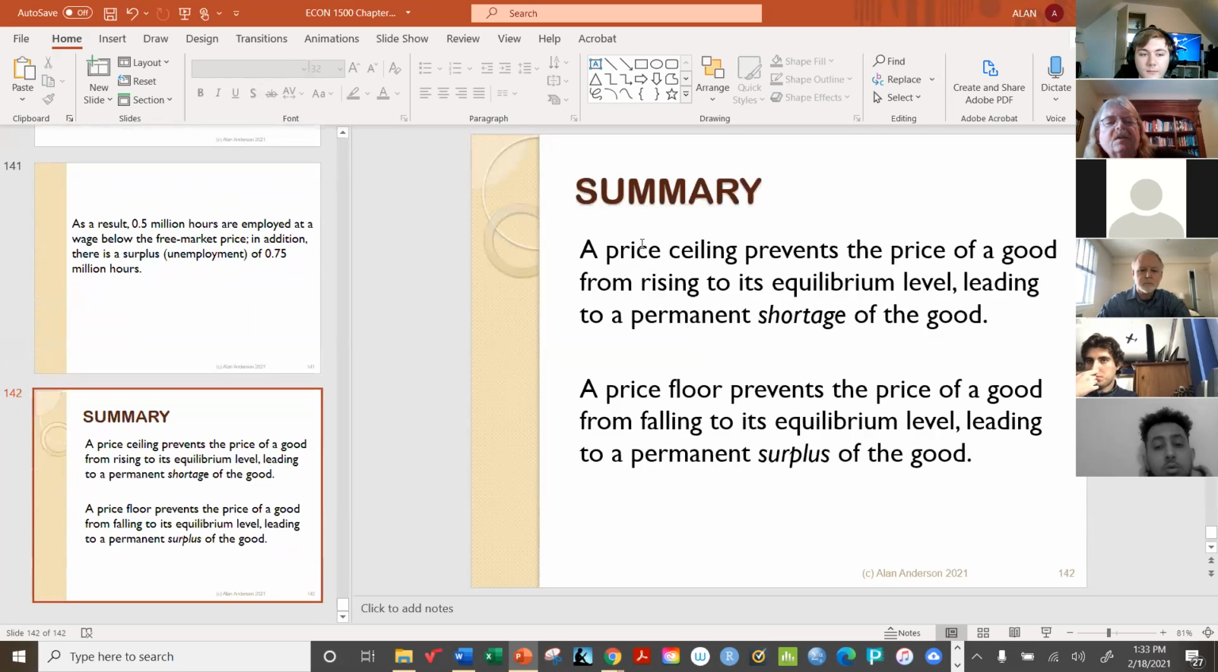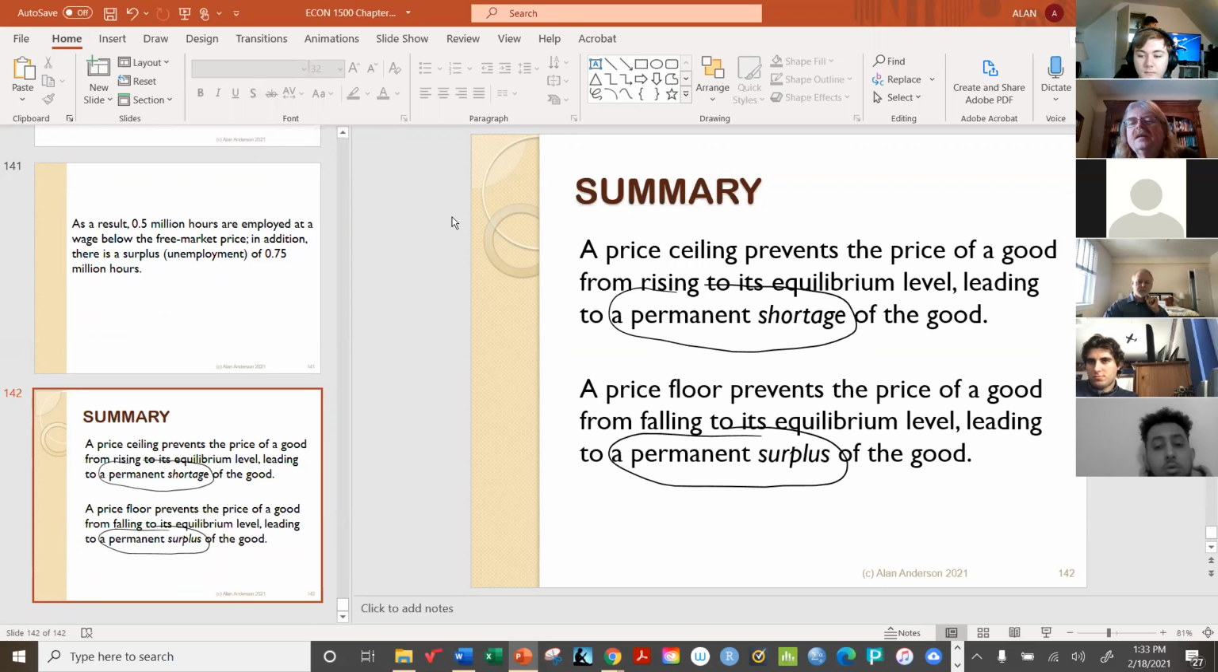Anyway, so the bottom line here is price ceilings put a limit on the price of a good, which causes a permanent shortage, like rent control, and a price floor prevents the price from falling to its equilibrium level, leading to a permanent surplus, meaning unemployment. So in either case, was that the right thing to do? I don't know. I think it's not looking good, is it? So anyway, what I want to do now, oh, here we go.